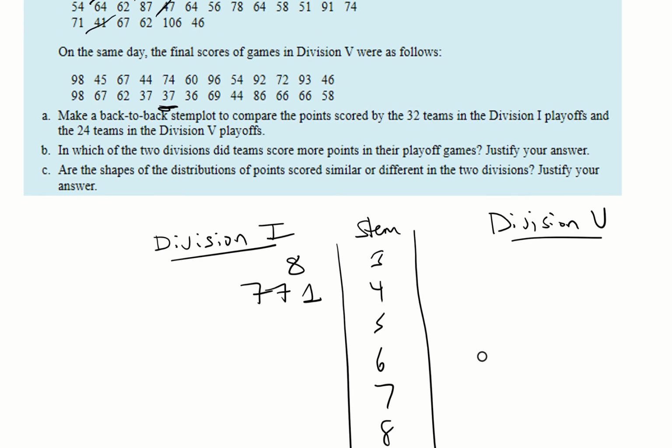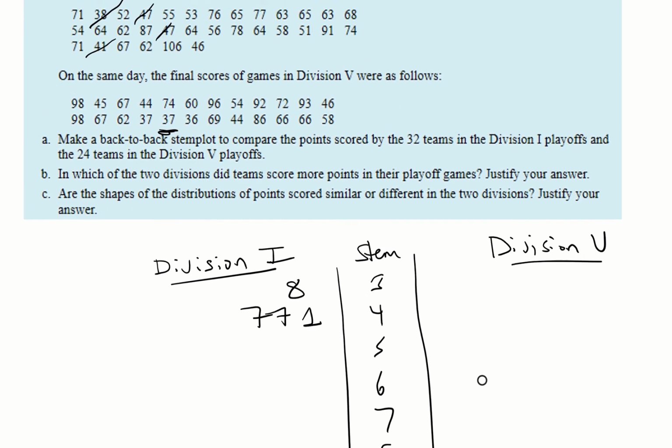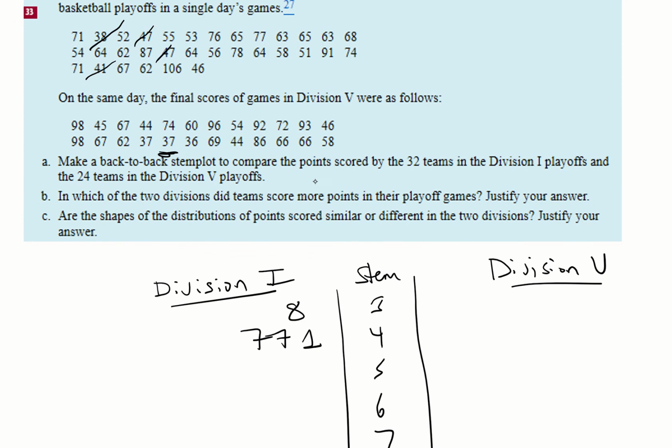And then you go to Division 5. So let's do a couple examples from there. For Division 5, we have a stem 3, leaf 7. So we'll do that. Do we have any in the 40s? We have a 45. We have a 44. Another 44.